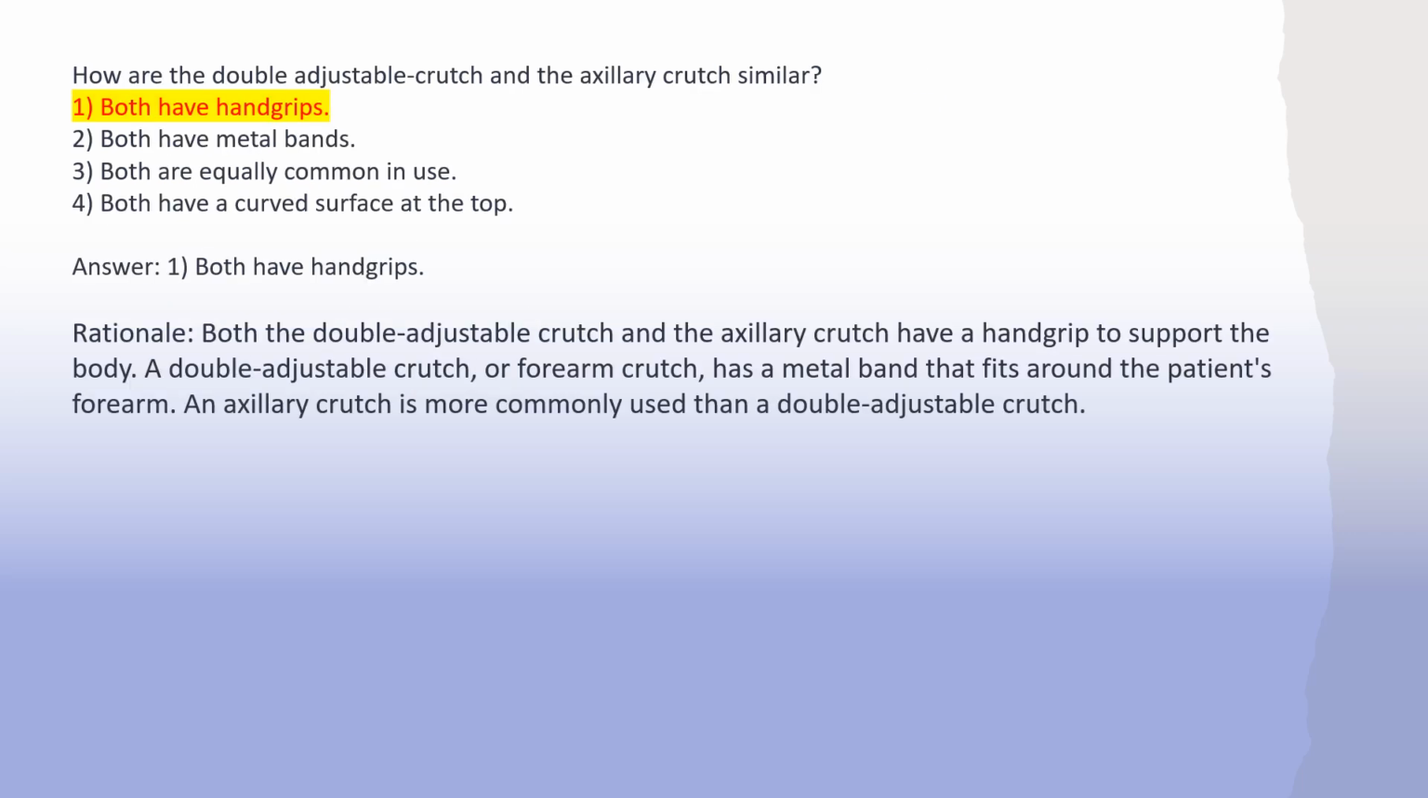Answer 1. Both have hand grips. Rationale: both the double adjustable crutch and the axillary crutch have a hand grip to support the body. A double adjustable crutch or forearm crutch has a metal band that fits around the patient's forearm. An axillary crutch is more commonly used than a double adjustable crutch.